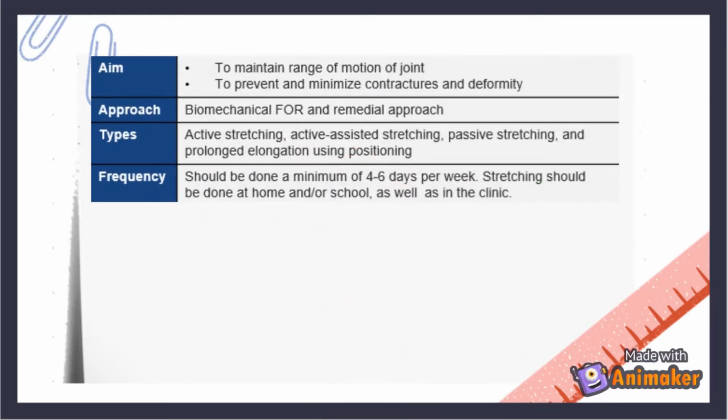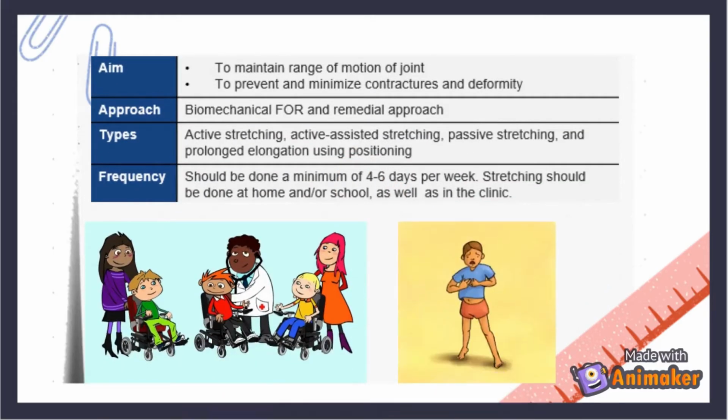The aim of this intervention is to maintain range of motion of the joint. It is also to prevent and minimize contractures and deformity. For approach, the biomechanical FOR and remedial approach is used. There are a few types of stretching. Firstly, active stretching, second, active assisted stretching, third, passive stretching, and lastly, prolonged elongation using positioning.